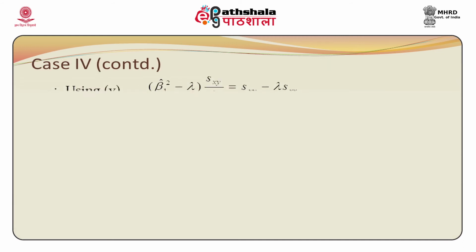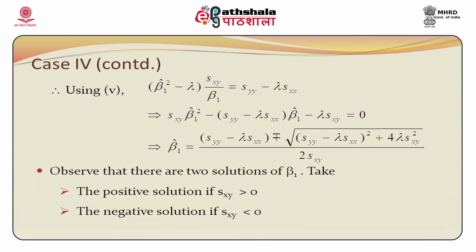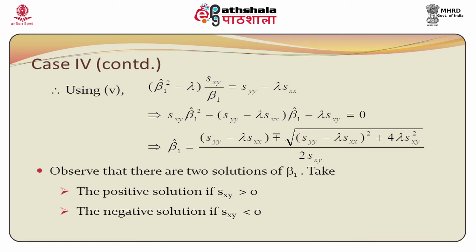And then if we use 5 to replace the sigma x star square in this equation, we have beta 1 square minus lambda Sxy by beta 1 is equal to Syy minus lambda into Sxx. And this would imply that if you take the beta 1 in the denominator on the right hand side and bring all the terms to the left hand side, we have Sxy into beta 1 square minus (Syy minus lambda Sxx) whole thing into beta 1 minus lambda Sxy, which is equal to 0.